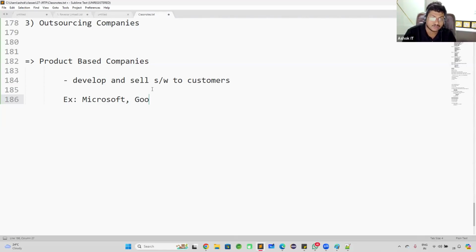And the next one, Google. Google will develop the software and sell the software to the customers in the market. Apple is available. Facebook, now called Meta, is available. Oracle company is available. IBM company is available. These companies all come under product-based companies only.